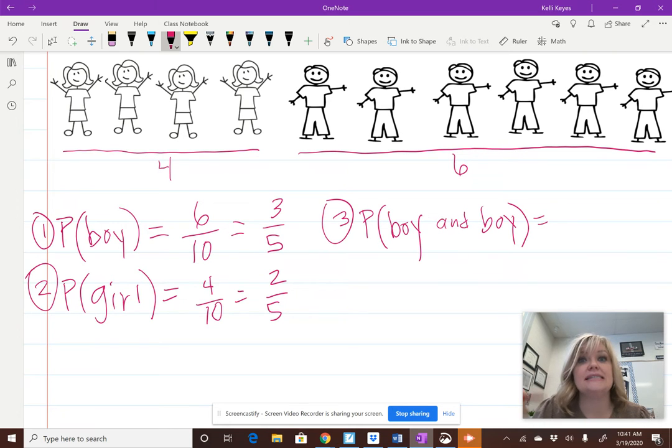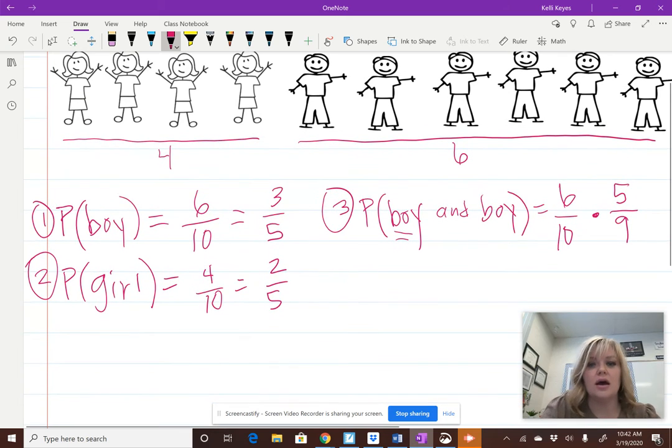So it is a dependent event, because the probability of the first boy will affect the probability of the second boy being selected. The first boy is 6 out of 10, or you could reduce that right now to 3 out of 5, times the next one being a boy. Well, now there's only 5 boys left to choose from out of 9 total people. Then you would multiply and simplify that.